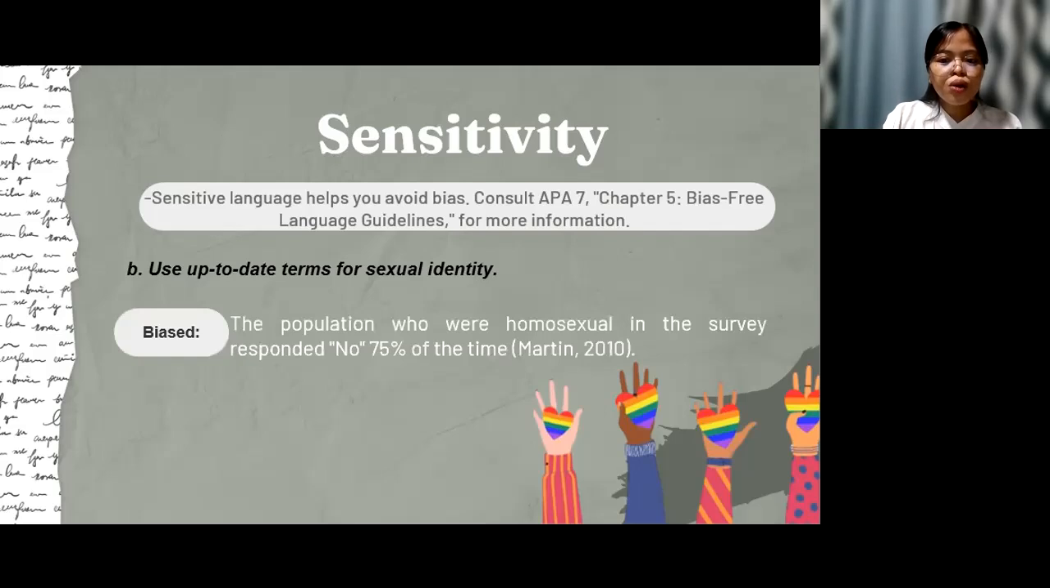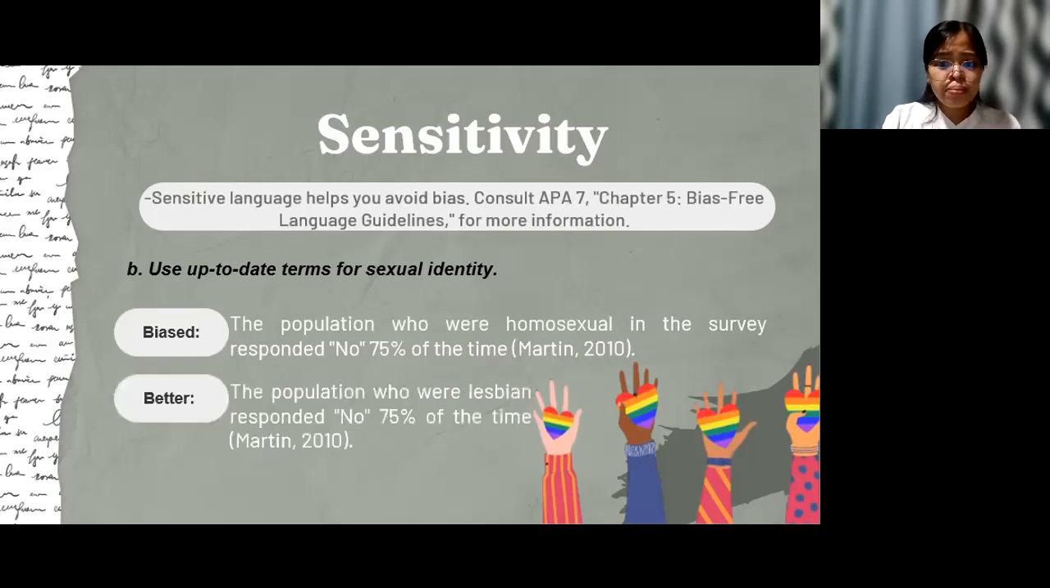The population who were homosexual in the survey responded no 75% of the time. That's according to Martin 2010. What is the bias in this statement, and how do we make it better? The population who were lesbian responded no 75% of the time. Instead of saying homosexual, because it may refer to two different sexes, we have lesbian and the other one, gay, right? So we have to be specific that these homosexuals were the lesbians.